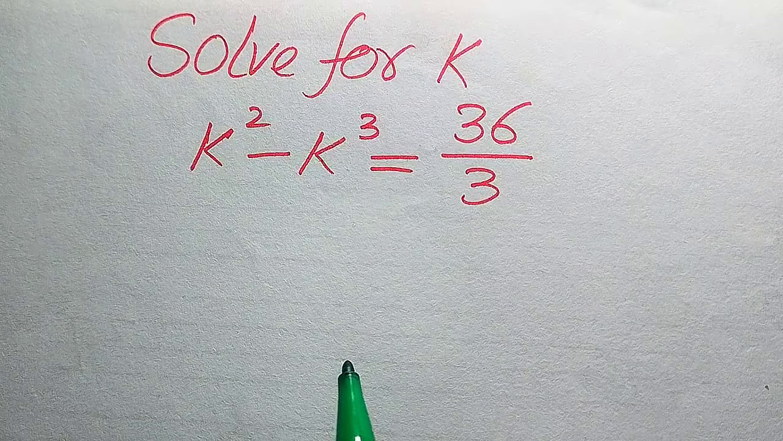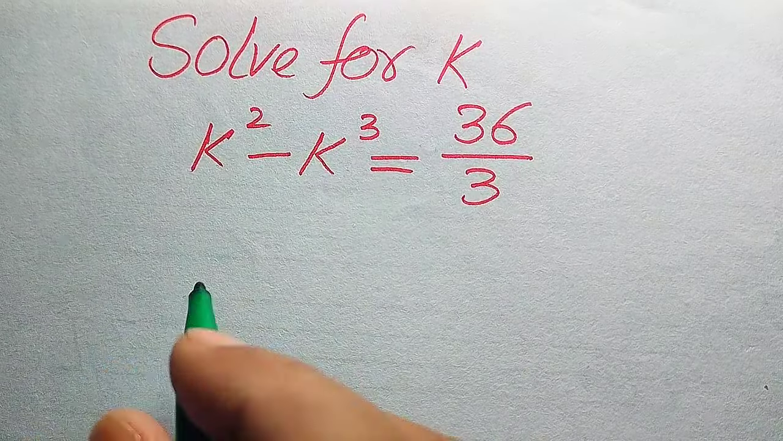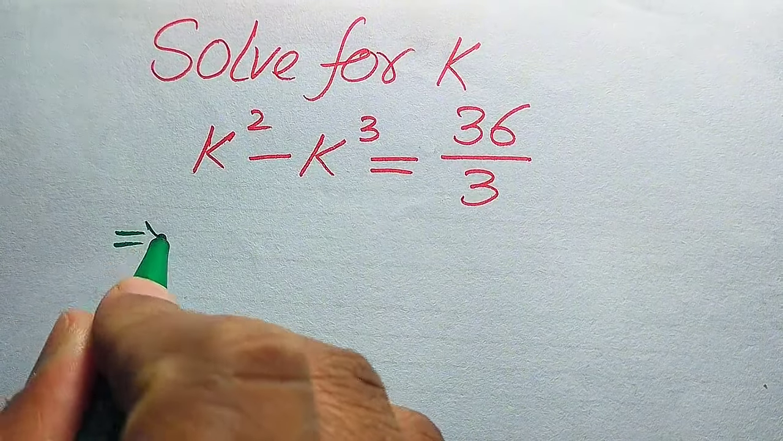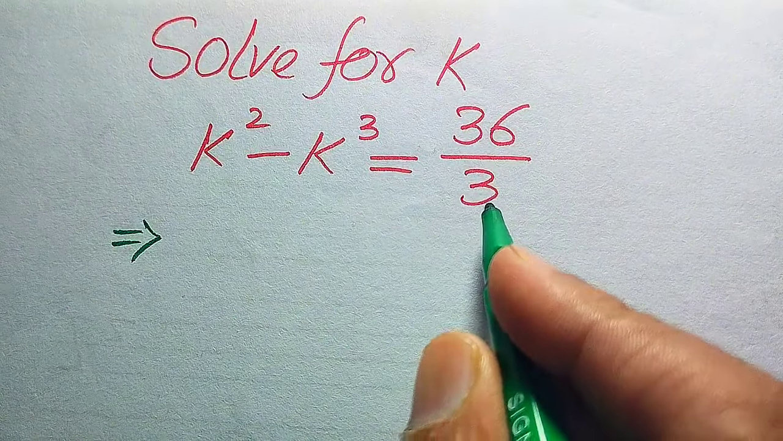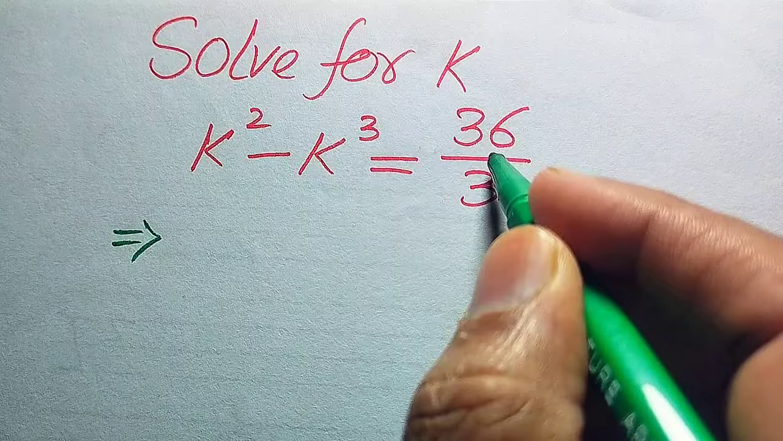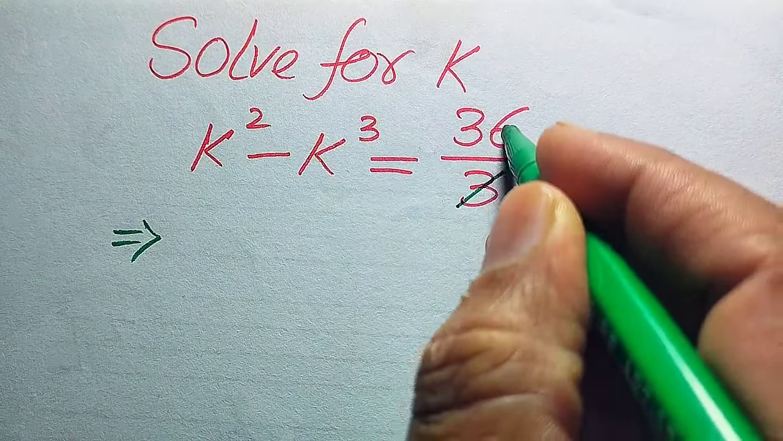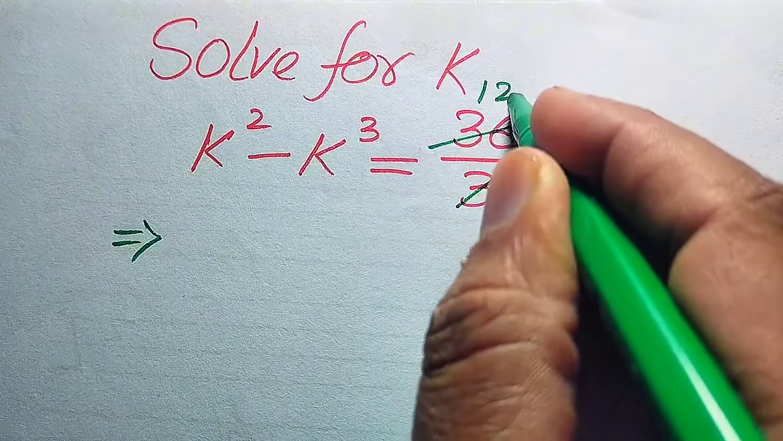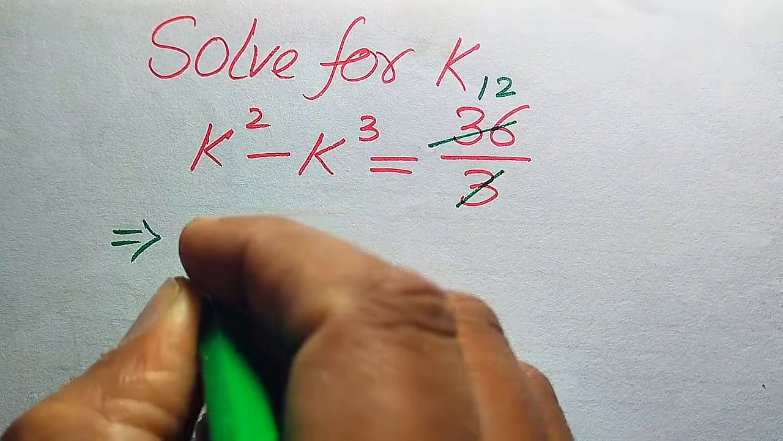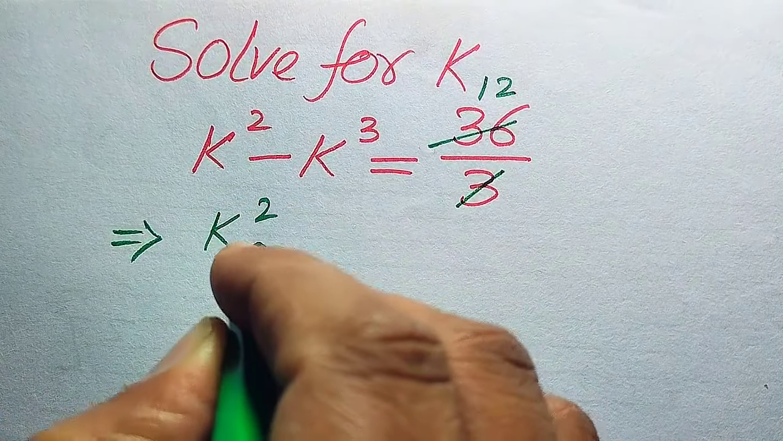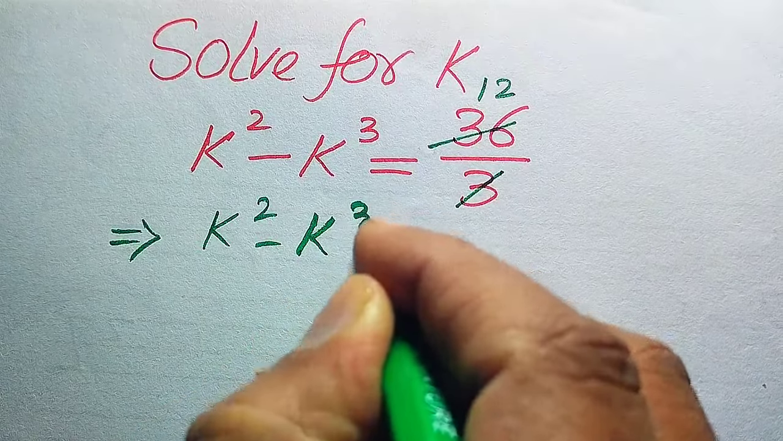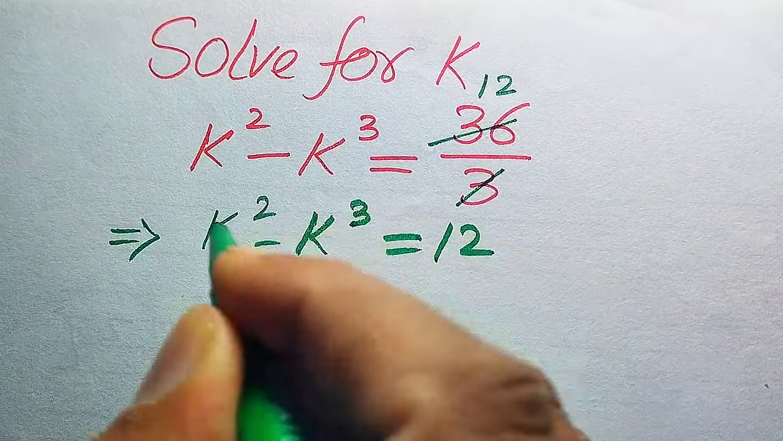All right, let's break it down. And now we move towards the solution of this problem. First we need to focus on the right hand side, and we write it in simplified form. When we cancel these terms, 3 1s are 3 and 3 2s are 6. So we obtain k square minus k cubed is equal to 12.